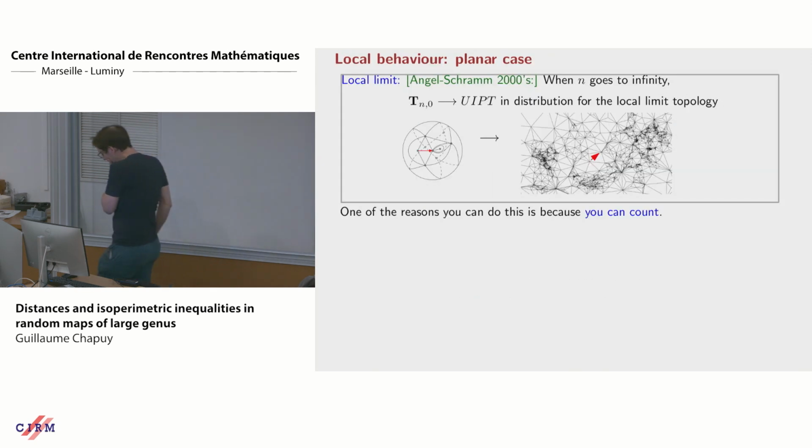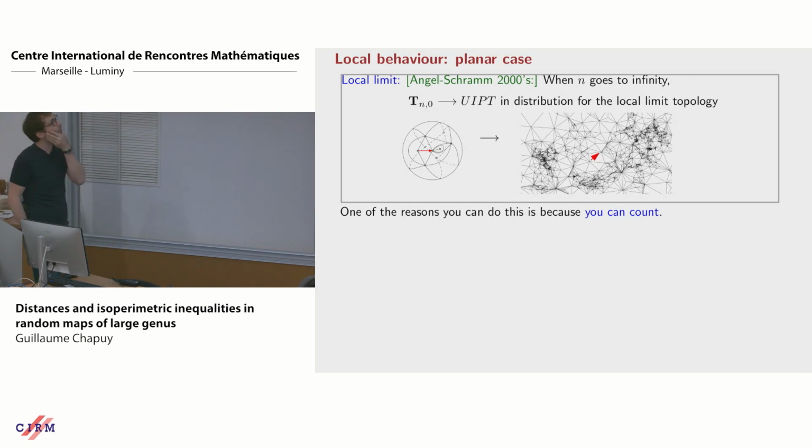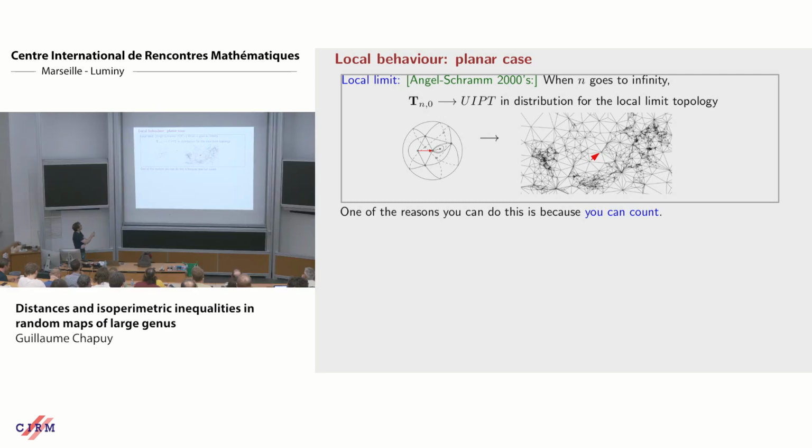So for example, if you're interested in the local behavior, one of the first theorems, at least in mathematics, about this is this famous result by Omer Angel, who's here, and Oded Schramm in the 2000s. So this is a planar case, genus is 0. You take a random triangulation of genus 0 and size n uniformly at random, and you let n go to infinity. So it's something like this, but n becomes very, very big. Then it converges when n tends to infinity to something called the uniform infinite planar triangulation.